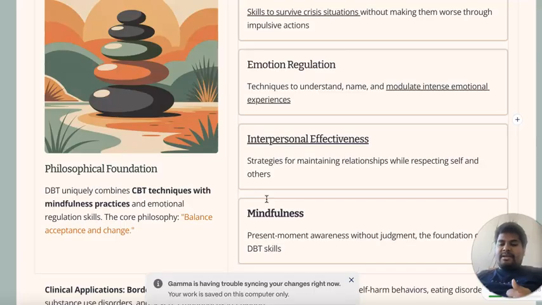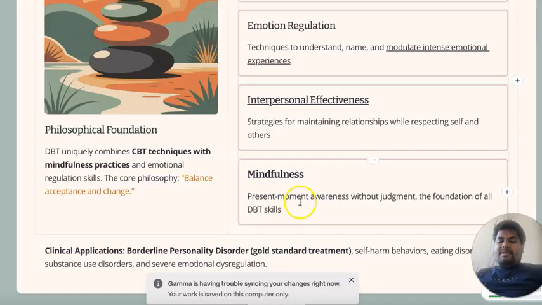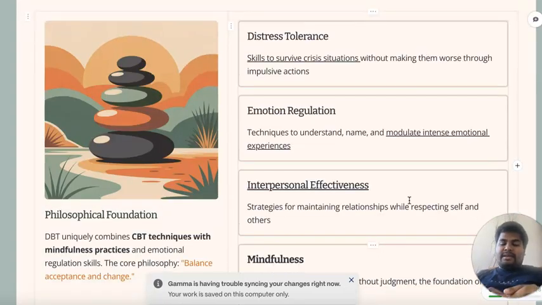And similarly, as I said earlier, mindfulness is most important. Mindfulness is taught here, in which present-moment awareness without judgment is the foundation of DBT skills. Mindfulness is like living in the moment, instead of procrastinating or thinking about the future and all the bad thoughts, just living in the present. The important thing about dialectical behavioral therapy is that it is the gold standard therapy for borderline personality disorder.